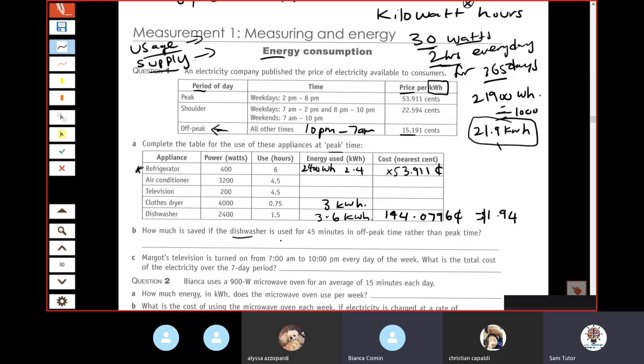So how much is saved if the dishwasher is used for 45 minutes in off-peak time rather than peak time? If the dishwasher was used for 45 minutes, how many hours is that in 45 minutes?